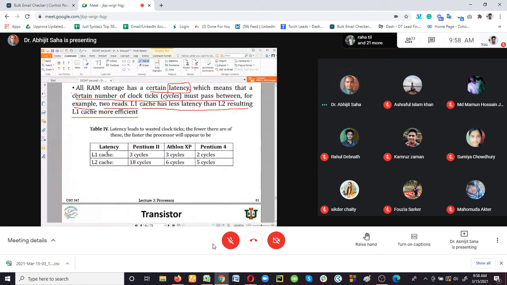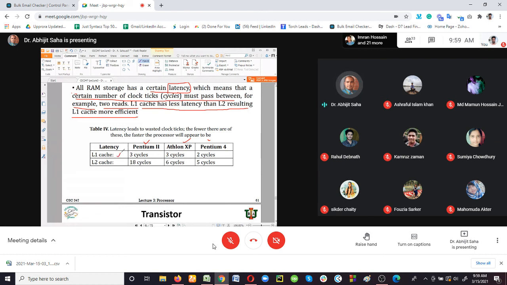If you look at the processors Pentium 2, Pentium 4, and Athlon XP, then you will understand what latency is. Latency is how much time it actually takes to get the service, meaning how many cycles you need. The more cycles needed, the more time you need to get the service from the computer system.